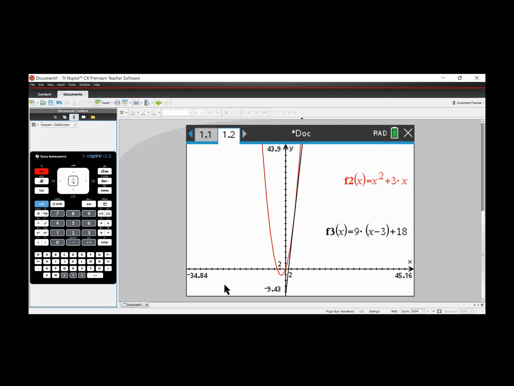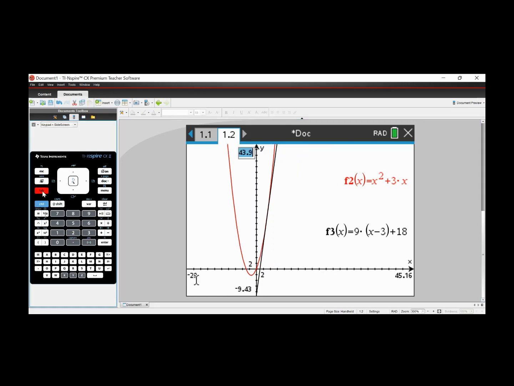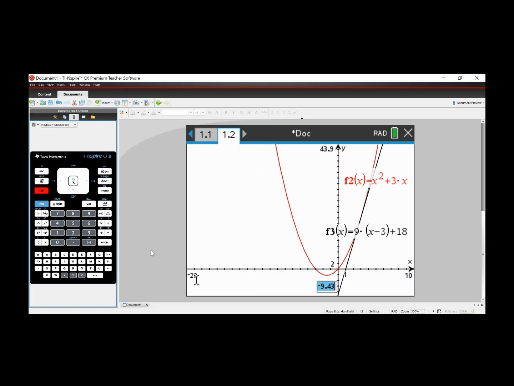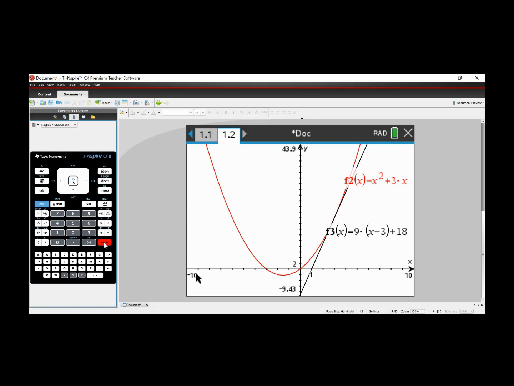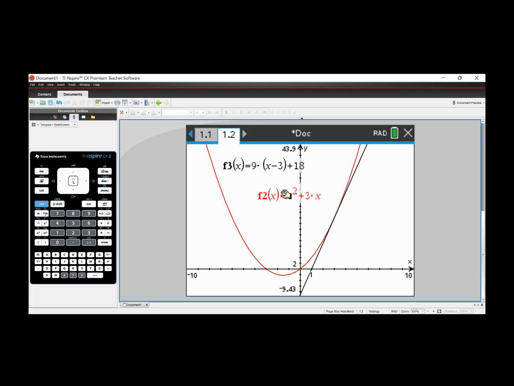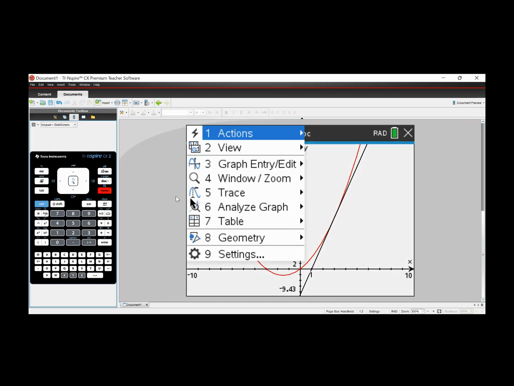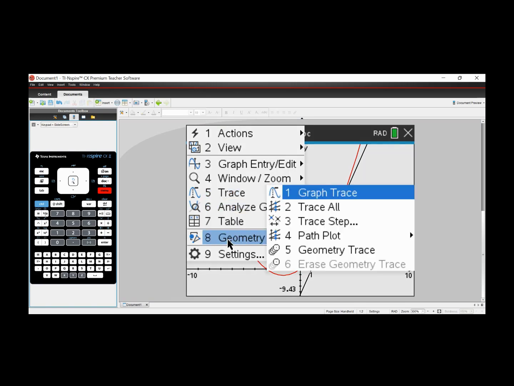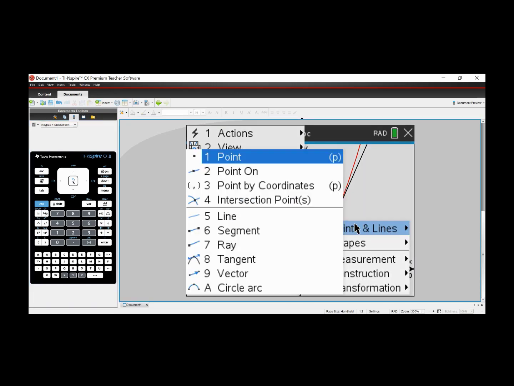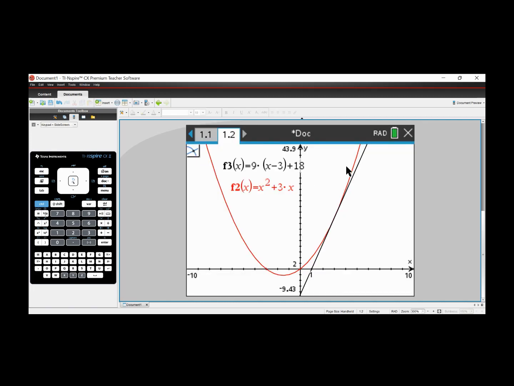Okay. Escape. Let's narrow this a little bit. -20. And let's say 10. Okay, so here we have a picture where we can see our parabola and we can see our tangent line. And let's actually put menu, geometry, points and lines, intersection points, and we're going to click and we're going to click. There it is, escape. Okay, so we've got 3, 18.